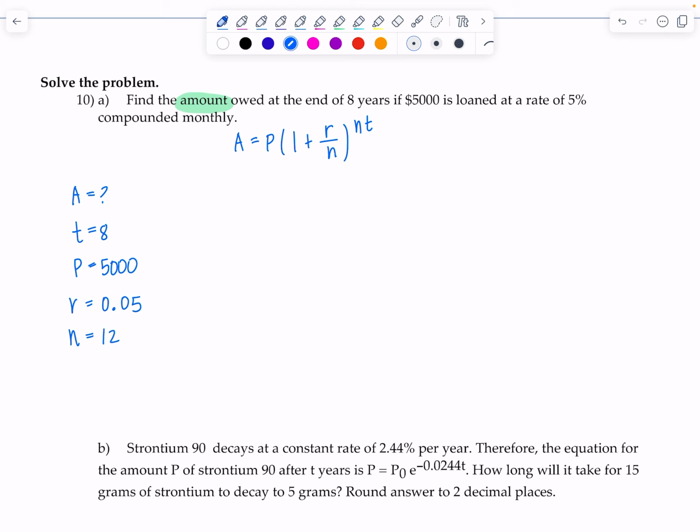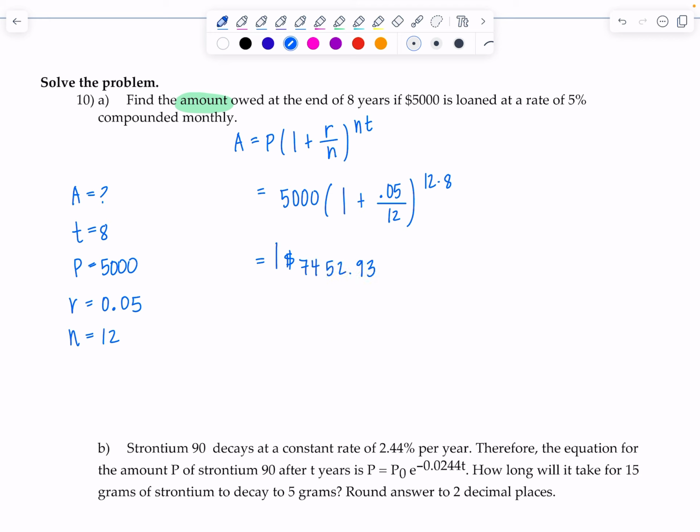So that's everything. I do let them have a calculator, obviously. So this is going to be 5,000 times 1 plus 0.05 divided by 12, raised to the 12 times 8. And that's all I require them to show. From here, you know, they can just punch everything in their calculator. Since we're dealing with money, we round to the nearest cent. So 2 decimal places.